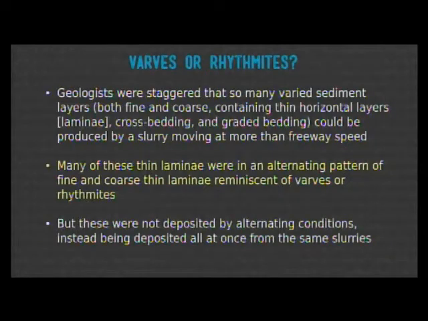Geologists were staggered that so many varied sediment layers, alternating fine and coarse bands with laminae and even cross beds and graded beds, that was the sizes of the grains were changed as you went up through these beds, could be produced by a slurry moving at more than freeway speed. Many of these thin laminae were an alternating pattern of fine and coarse thin laminae, exactly as you'd find in varves and rhythmites. But they were not deposited by alternating conditions through summer and winter. They were deposited all at once from the same slurries.